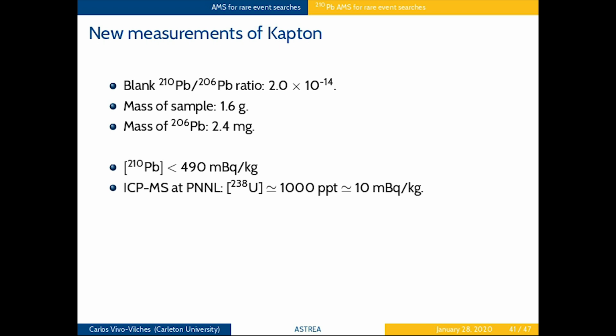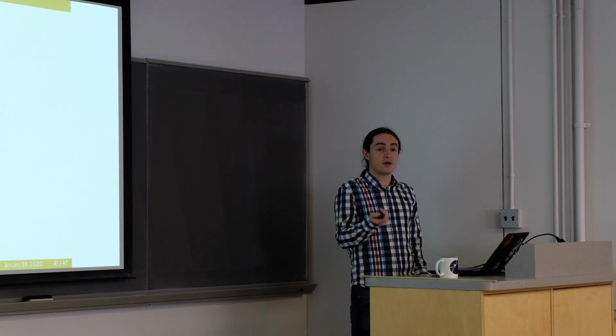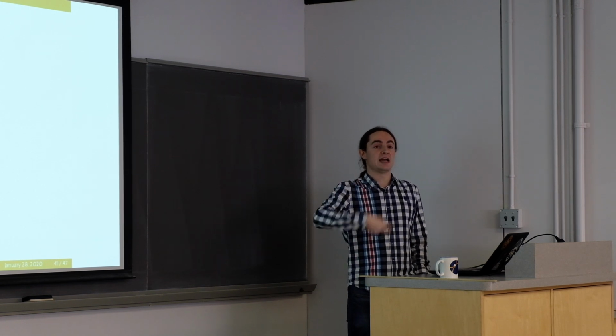Taking into account that this Kapton also had its uranium concentration measured by the ICP-MS group at PNNL, they measured a specific activity of uranium-238 of 10 millibecquerels per kilogram. So if we assume that the lead-210 is in secular equilibrium with its parent uranium-238, then we know that the Kapton should have 10 millibecquerels per kilogram. If we don't have that secular equilibrium, then the activity has to be higher.